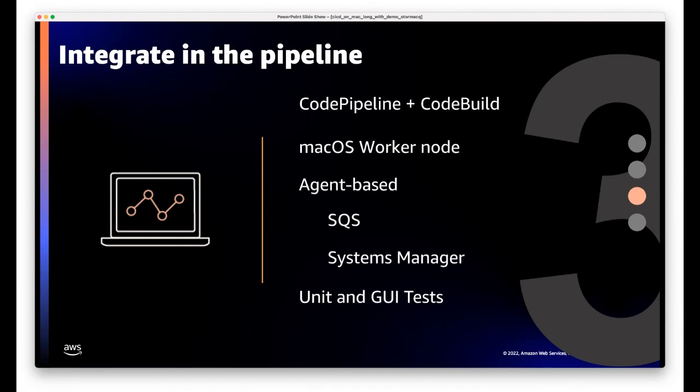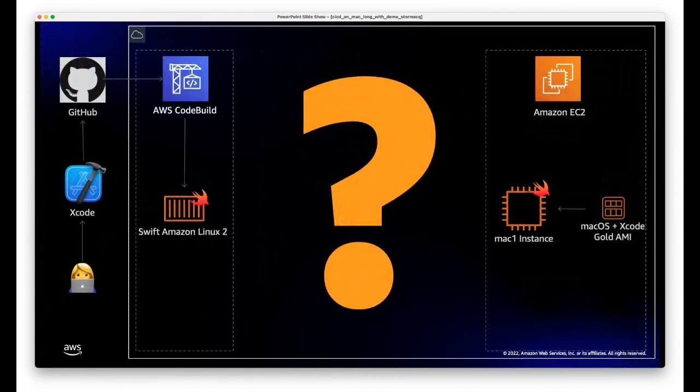The third pain point our customers tell us is how to integrate a Mac machine with a build orchestrator. Many are using Jenkins or GitHub Actions. On AWS, there is something called CodePipeline and CodeBuild. If you look at that schema, you have the developer on the bottom left side, using Xcode, pushing code to GitHub. And then in the cloud, you can configure an AWS service called CodeBuild, which is aimed at building your application.